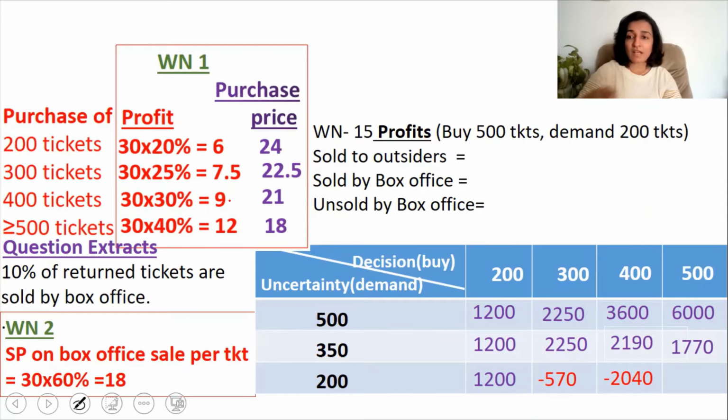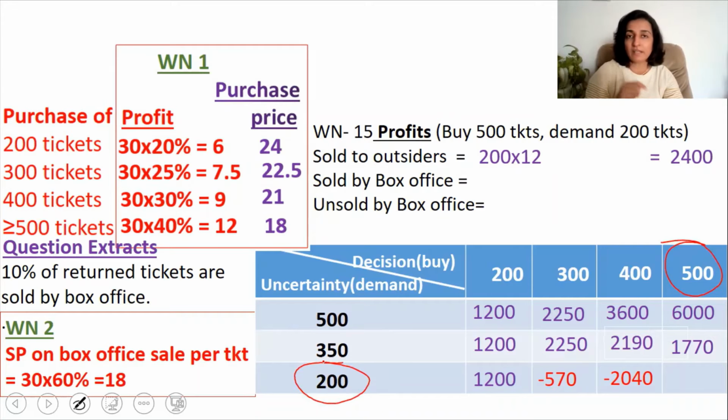Now coming to the last situation, he buys 500 tickets and the demand is only 200 tickets, which means that he will be able to sell only 200 tickets. So sold to the outsiders is 200 tickets multiplied by 12. That's the profit per ticket. So it is $2,400. So he bought 500 tickets.